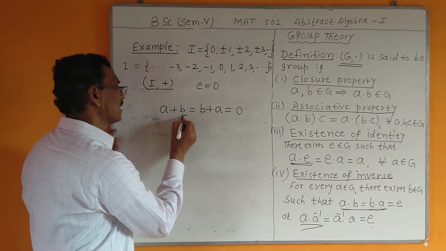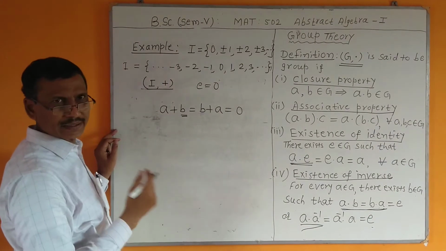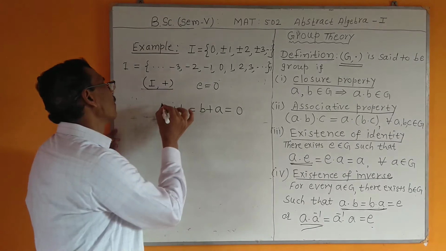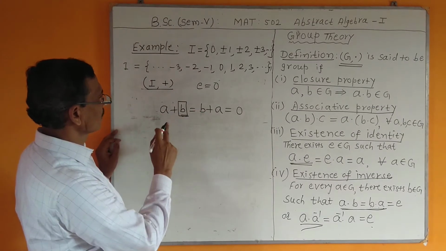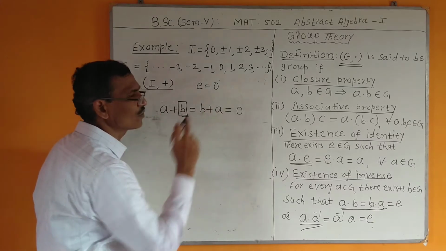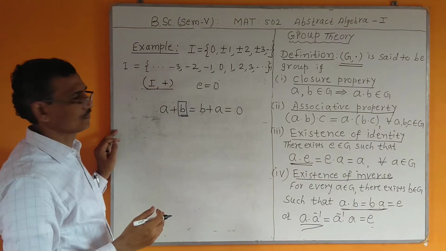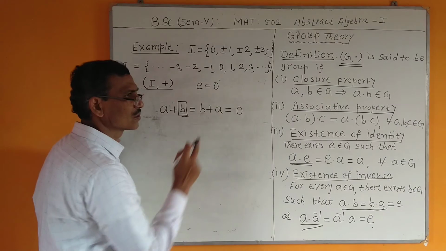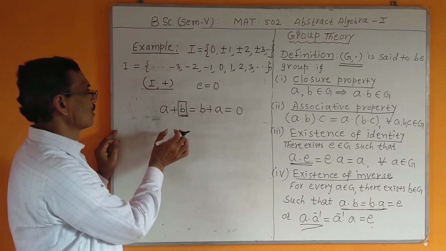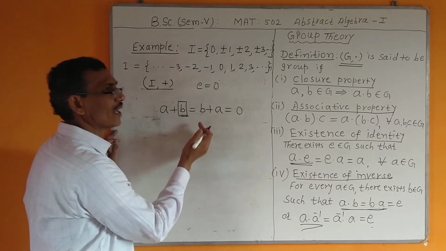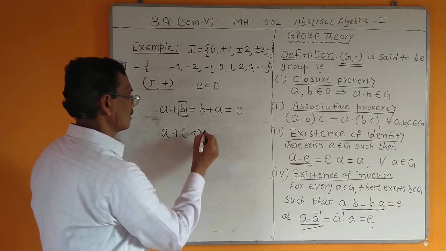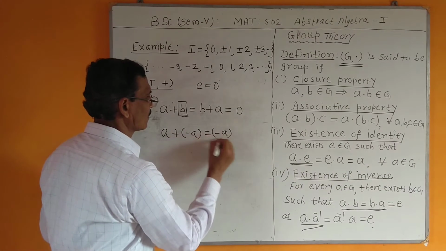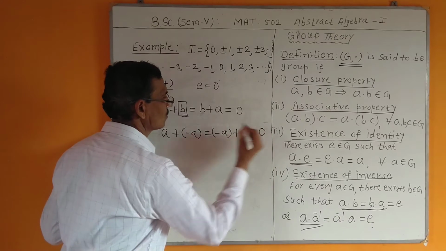Here in this case B is the inverse of A, or A is the inverse of B. For which value of B do we get A plus B equal to 0, or B plus A equal to 0? We can observe that if we consider negative of A, that means A plus minus A is equal to minus A plus A is equal to 0.